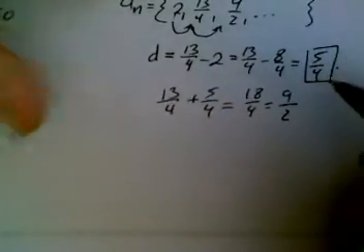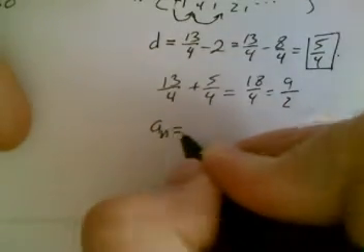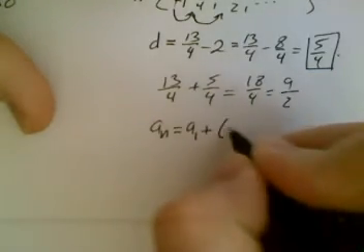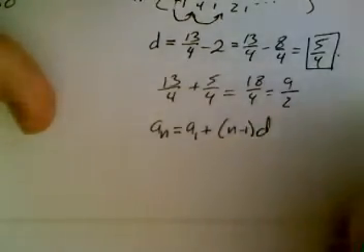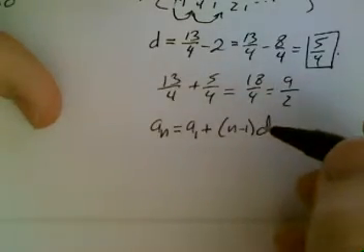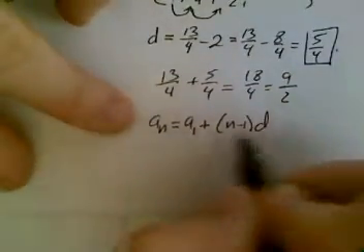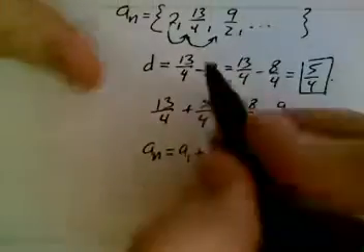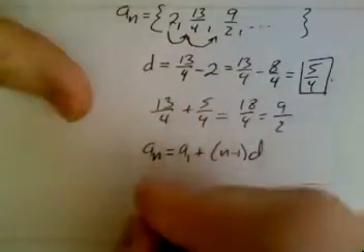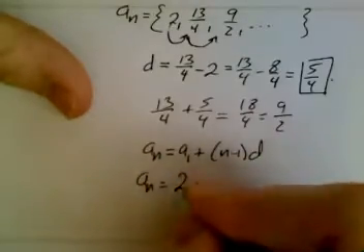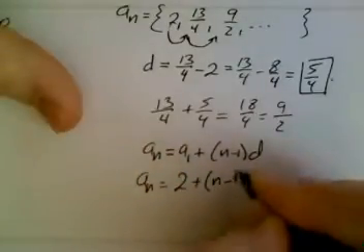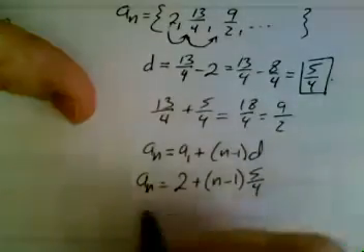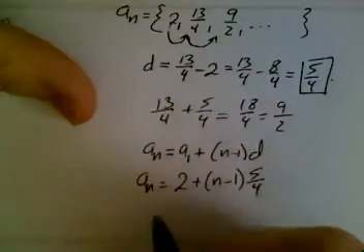So if that's the case, a sub n is going to equal a sub 1 plus n minus 1 times the common difference. Now, this thing right here is the generic formula. Let me plug everything in that I have. Well, I can plug in 2. So I have a sub n is equal to 2 plus, I don't know what n is right now, so I'm going to leave it as n, and I'm going to plug in the 5/4. There's my generic sequence term.